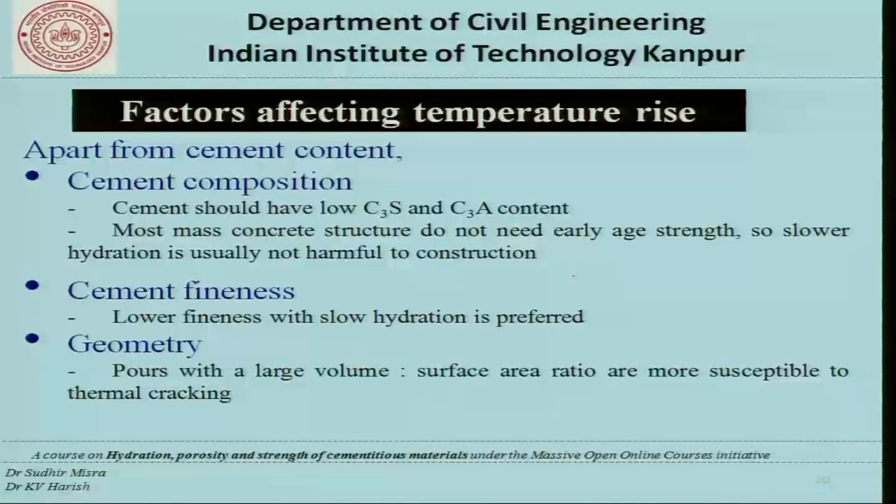As far as the factors that affect the temperature rise are concerned, apart from the cement content, there is the cement composition. If we have a cement with low C3S and low C3A, we can expect lesser of problems, less temperature rise. Most mass concrete structures do not need early age strength, and therefore slower hydration is usually not harmful to the construction. We have cement fineness as another player. Lower fineness with slower hydration is preferred, and then there is the geometry of the pour, as we have talked about in this discussion earlier, where the large volume to surface area ratio are more susceptible to thermal cracking.